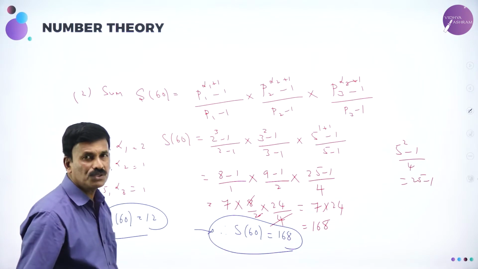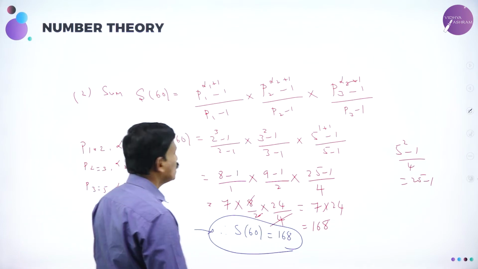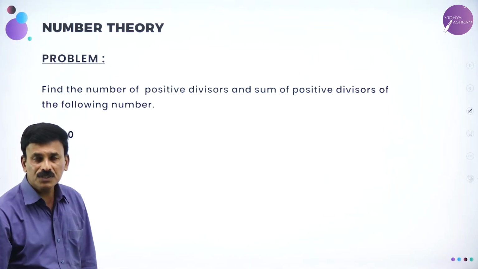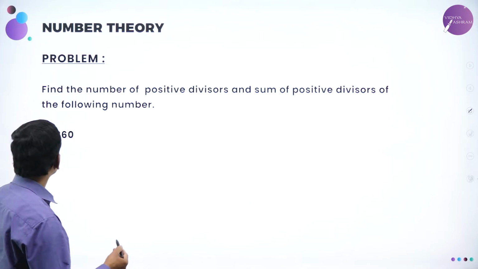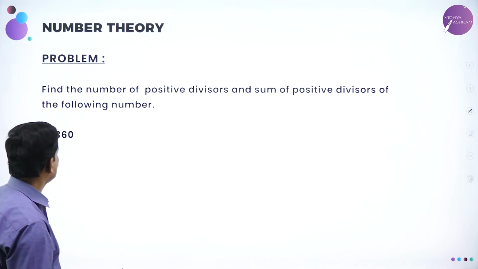This is a very important question for 3 marks, right? Hope you followed. Okay. Now, let us take a similar type of problem. Now, let us take the next problem. What is the problem? Find the number of positive divisors and sum of positive divisors of the following number.